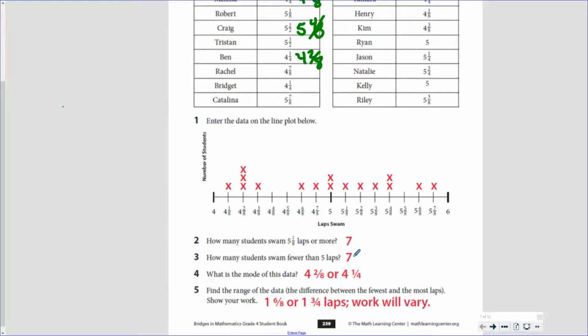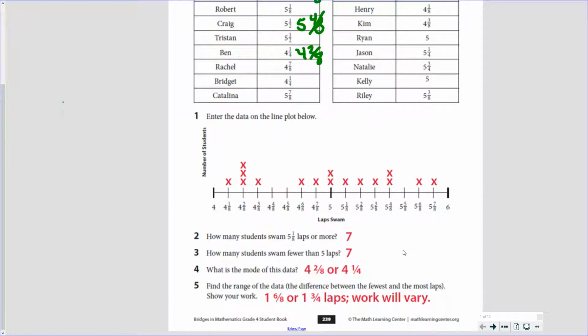Then number 4 asks, what is the mode of this data? The mode is just which data point shows up the most. And if we look at our line plot, it's really easy to see. It's 4 2/8. There are 1, 2, 3 X's that show up there. So 4 2/8 is the leader, or if you converted that and simplified it on the fraction side, it would equal 4 1/4.